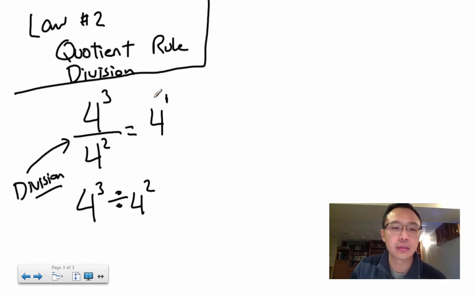So if you get this answer, you should get to 4 to the power of 1, because 3 subtract 2 is 1. This is going to be 4 to the power of 1. If you want to make sense out of it instead of just taking my word of subtracting, well, write it in expanded form.